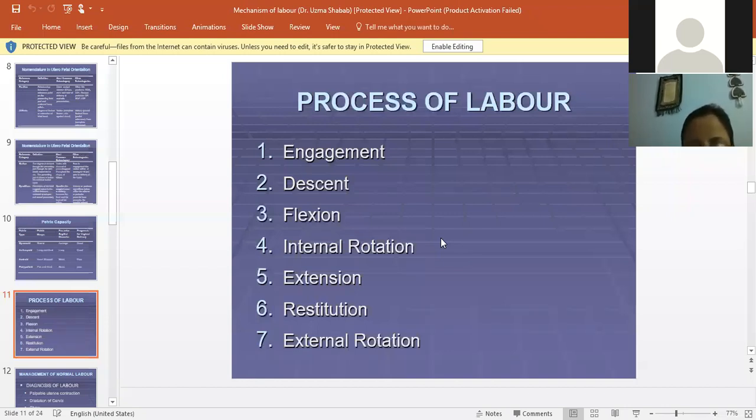After restitution, external rotation occurs. During external rotation, there is alignment of the head and shoulder, and the head passes out of the pelvic outlet. After external rotation, there is delivery of the baby. So these are the 7 cardinal movements that are important and go on during the process of labor.